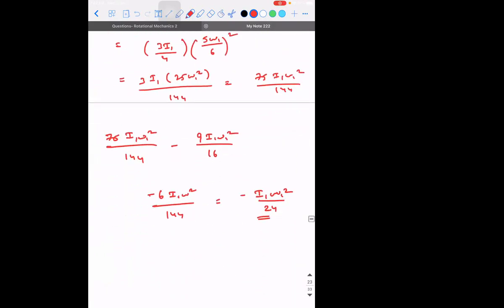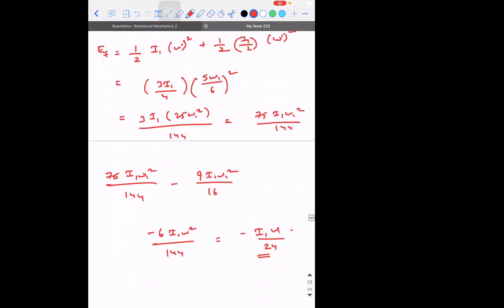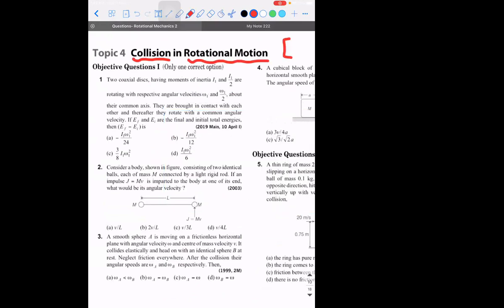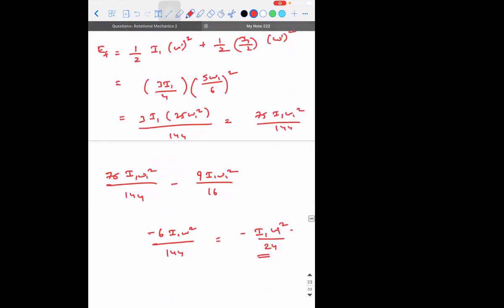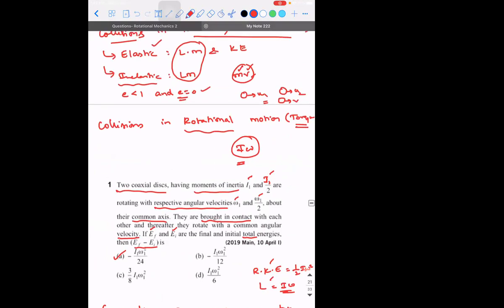Guys, are you able to understand the concept? Yes, sir. Right. So let's see the next problem. Shall I move on? Sir, what was the reason that you said for the final energy to be less than the initial energy? See, the reason is very simple. It is because what type of a collision did I say? It is inelastic. In inelastic collision, kinetic energy is not conserved.